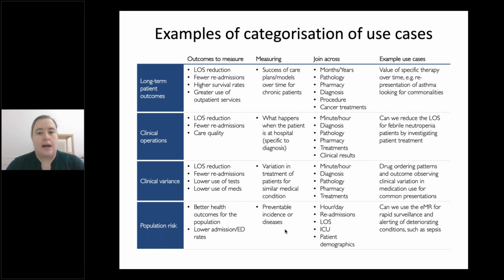Some examples that we've looked at, which I'll run through, are in clinical operations: can we reduce the length of stay for febrile neutropenia patients, which are cancer patients with a high temperature and a low white blood cell count, so they are at risk of adverse outcomes? We were investigating if we could put in a new model of care for that. The other one we've looked at is, can we use the eMR for rapid surveillance and alerting of deteriorating conditions such as sepsis? So I'll run through how we've done that.